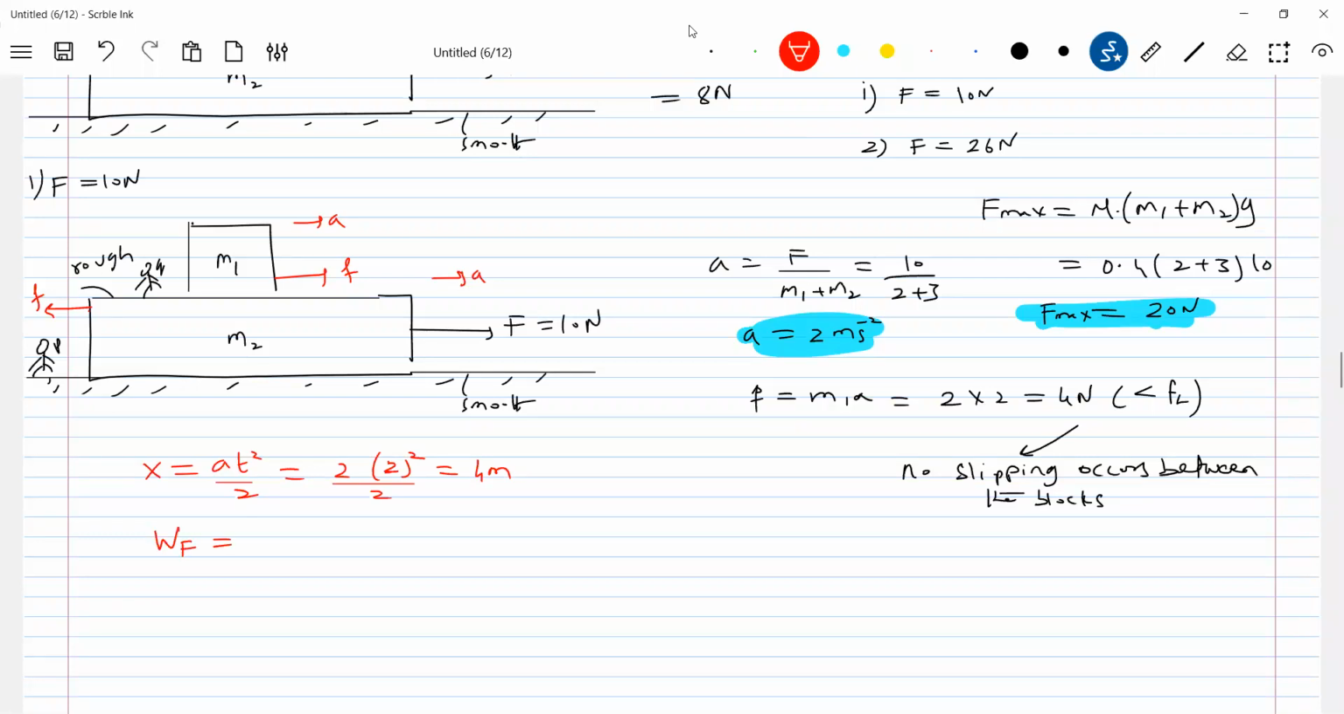So what is the work done by the applied force? This force is acting on the block M2, no? So shall we write this F into X? What is the applied force? 10 into 4, 40 joules. So this is the work done by force F on block M2. Let's also work out the friction force. And what is the work done by the friction force?